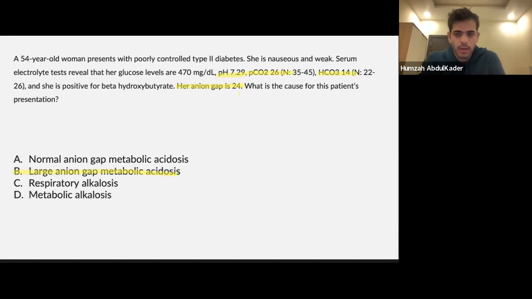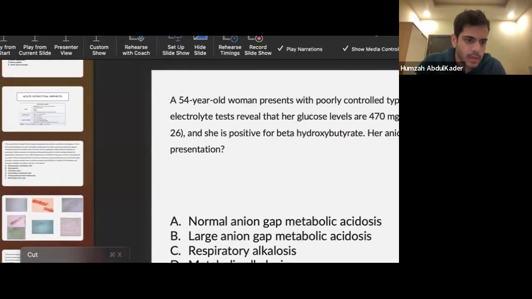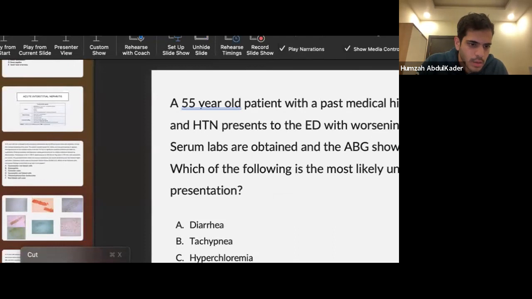Now, I have another. Let me see. I hid the slide here. I'll unhide it.